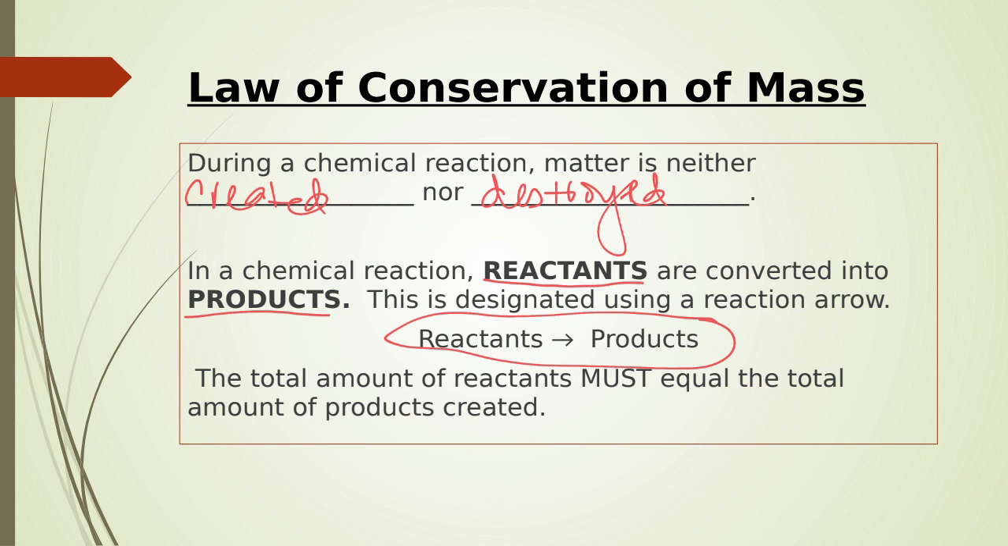And quite literally what happens is the electrons and the chemical bonds that are holding your compounds together are broken. The electrons are rearranged. They will bond to something new and you form new products. When this happens, the total amount of reactants must equal the total amount of products created. Every atom should be accounted for before the reaction, and every atom should be accounted for after the reaction.